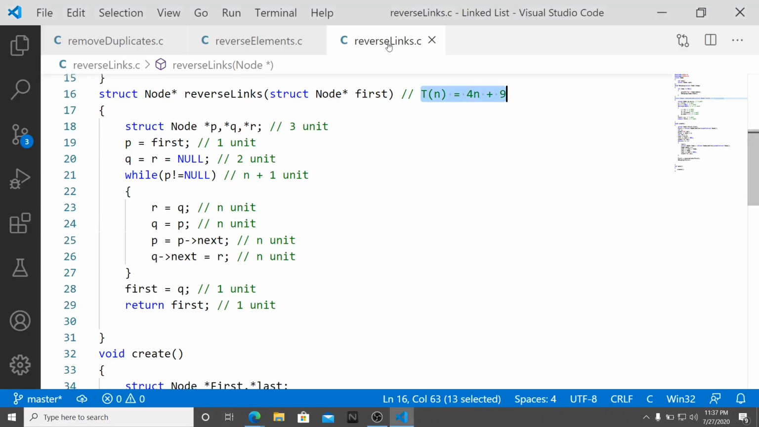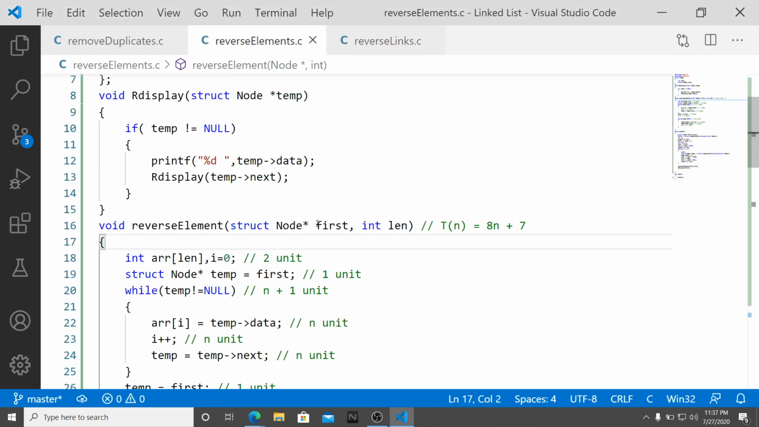In that case, let me come to reverse element. Extra space: first and len will take 1 plus 1, 2 units of space. And see here, ARR of size len. So we are taking an array, right? How much is the size? It is equal to the length of the linked list, which we take as n. So 2 plus n, and for i we also have to take 1. So for i it is 1 unit, for len it is 2, for first it is 3, for temp it is 4, and plus n units. So 4 plus n units of space.